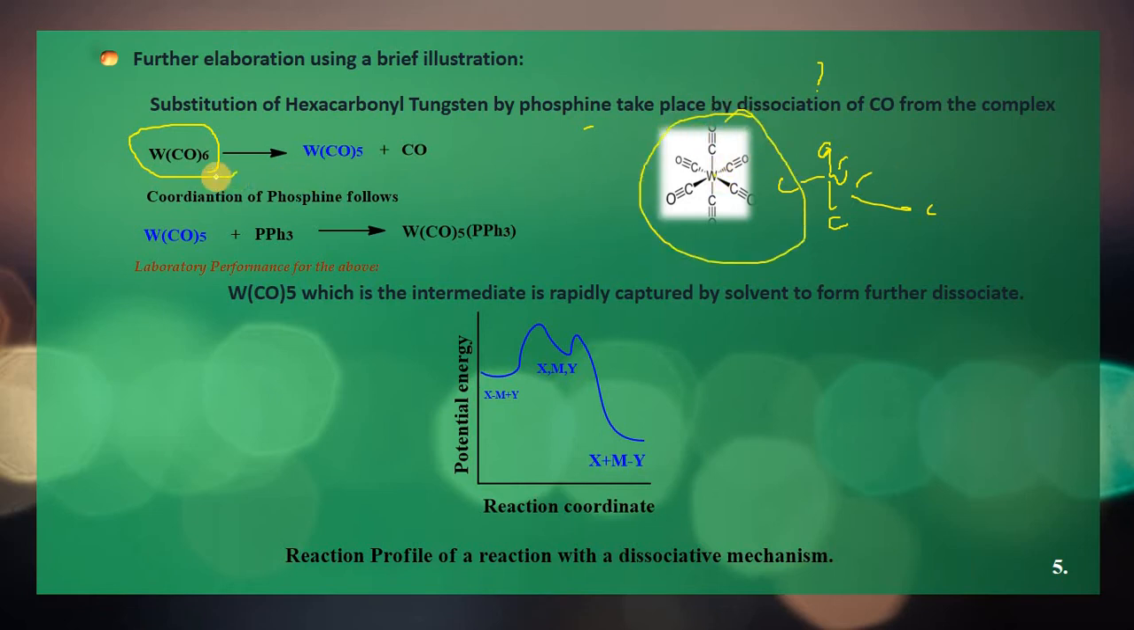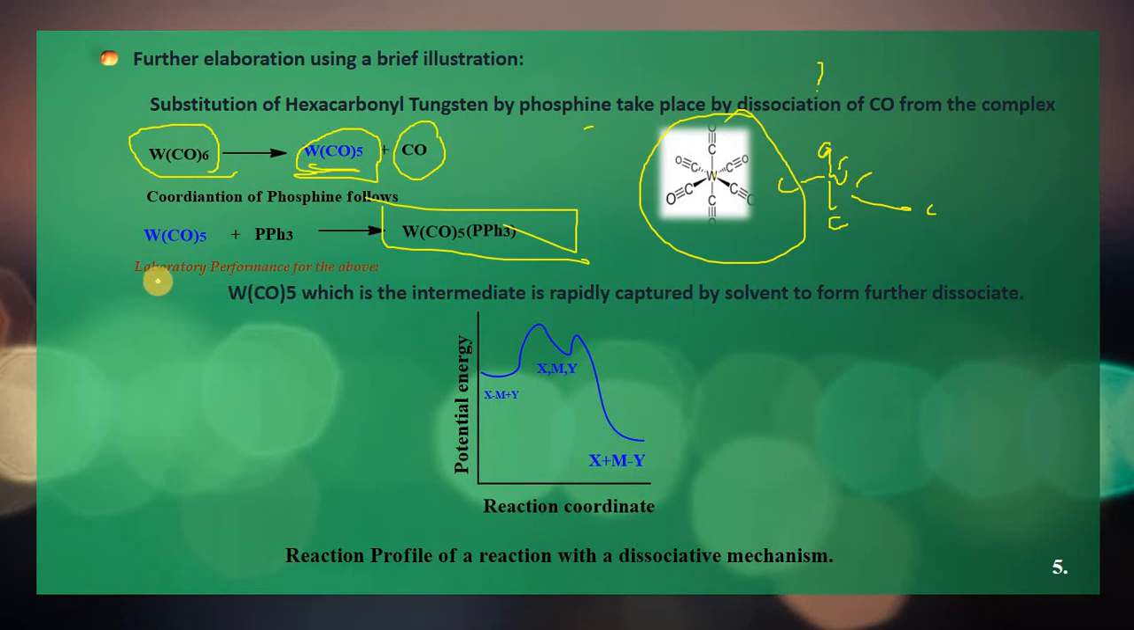What really happened is dissociation. CO, which is known as carbon monoxide, tends to dissociate from this, giving rise to this intermediate. So this is an intermediate. Coordination of phosphine tends to follow. Because the intermediate has been formed, phosphine tends to enter, giving rise to the final complex, which is this.